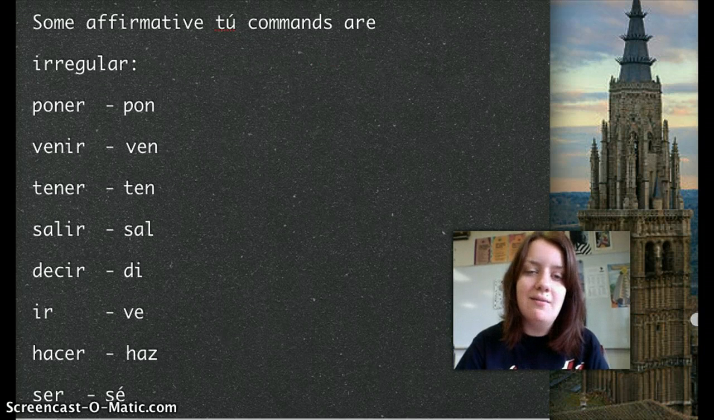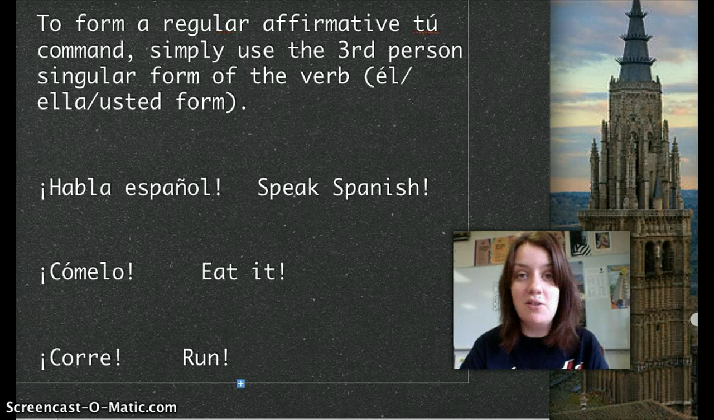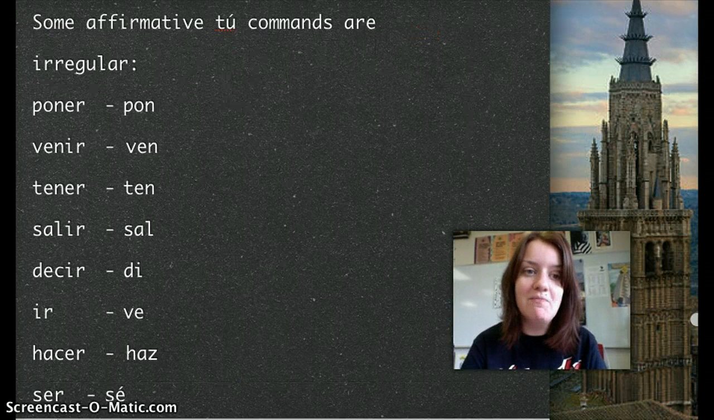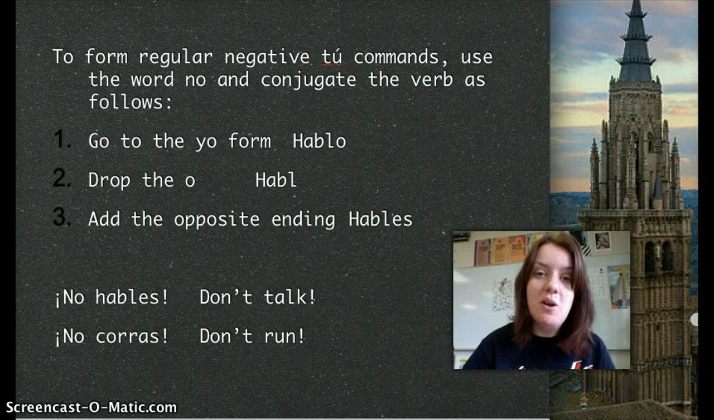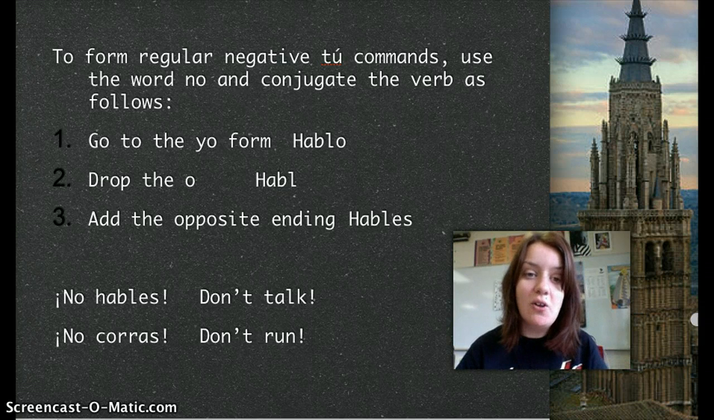So if it's not, go back. If it's not one of these 8, it's going to be just going to the third person form for affirmative. For negative, you have to use the word no in front of the verb. You also have to conjugate the verb as follows. Go to the yo form.